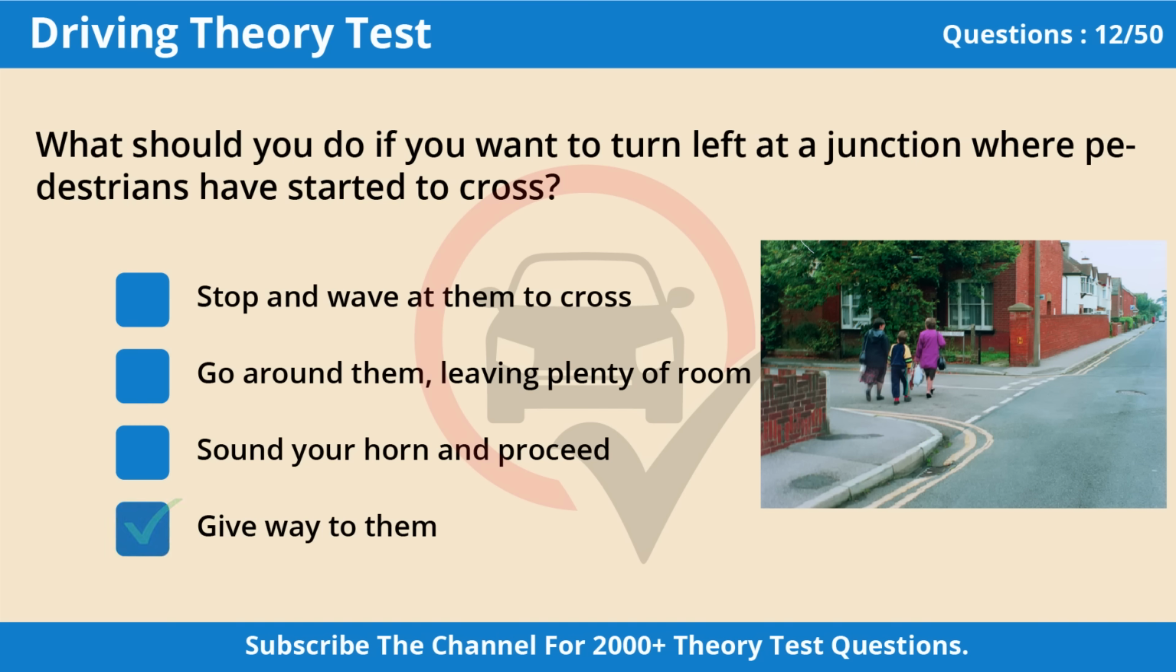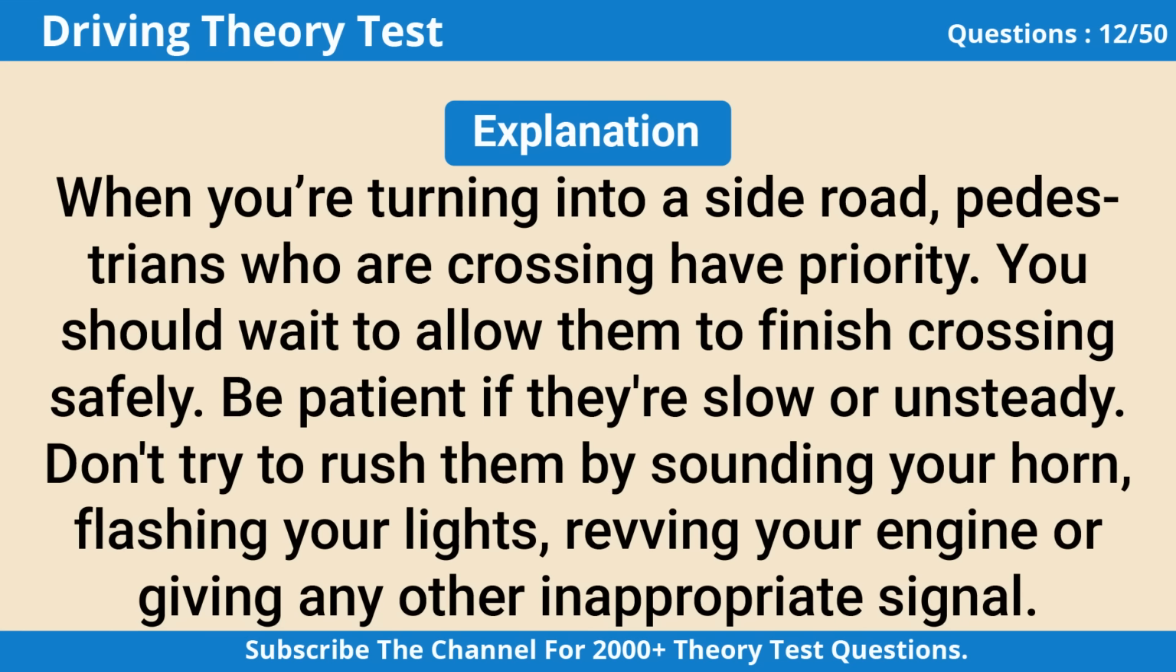D. Give way to them. When you're turning into a side road, pedestrians who are crossing have priority. You should wait to allow them to finish crossing safely. Be patient if they're slow or unsteady. Don't try to rush them by sounding your horn, flashing your lights, revving your engine, or giving any other inappropriate signal.